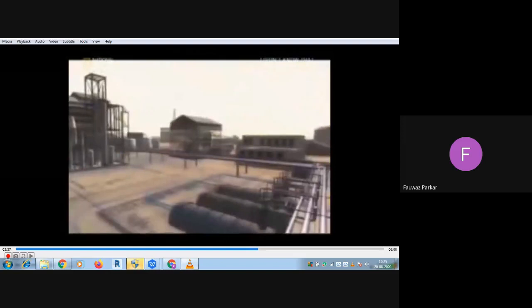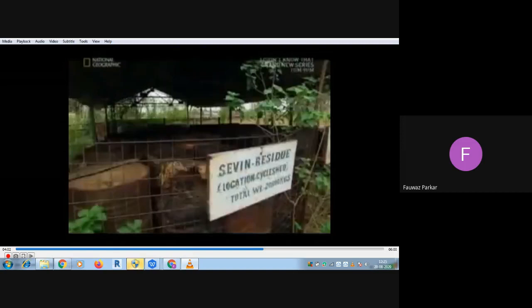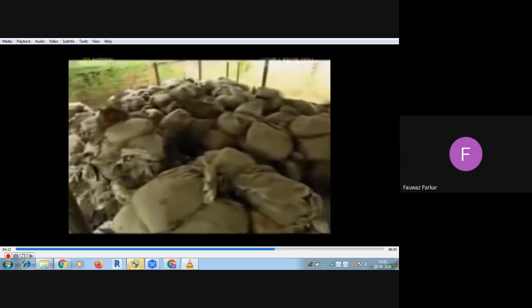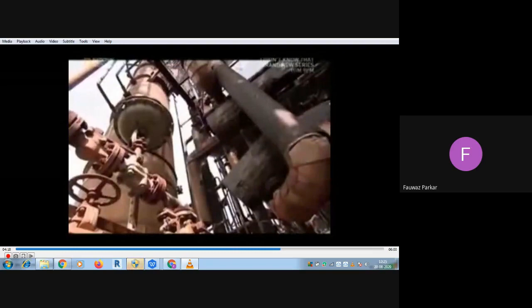Built by Union Carbide, a giant multinational corporation, the factory manufactured pesticide, desperately needed as India struggled to produce enough food to cope with a population explosion. Sevin, as the pesticide was called, works by attacking the nervous system of insects, and its production requires some very dangerous chemicals. On that dreadful night in December, those chemicals got out of control.